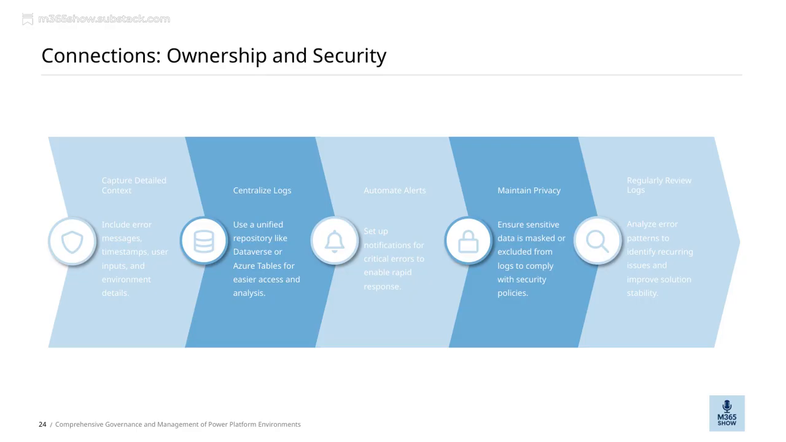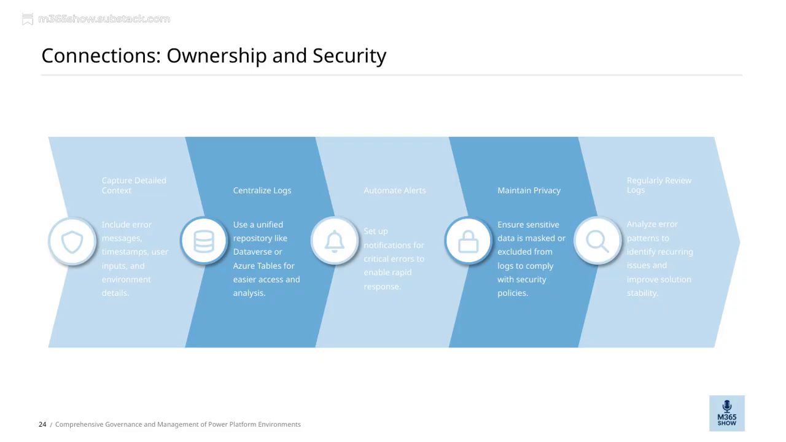Now, let's talk about how we can strengthen our ownership and security when managing Power Platform environments. One of the key aspects is analyzing error patterns. By regularly reviewing logs, we can spot recurring issues that may be affecting the stability of our solutions. This proactive approach helps us improve overall reliability. It's equally important to ensure that sensitive data is protected. When reviewing logs, we need to make sure that any confidential information is masked or excluded, so we stay compliant with security policies. This keeps our data secure and our users' trust intact.